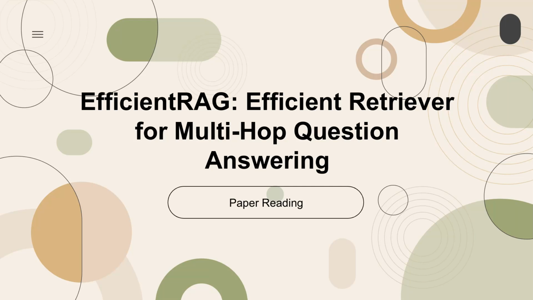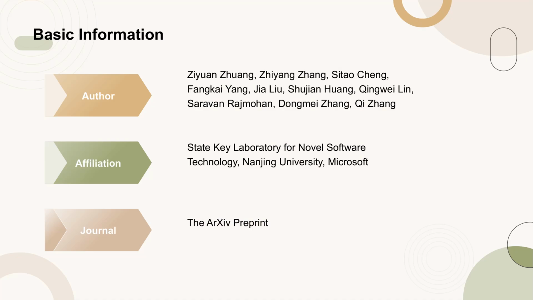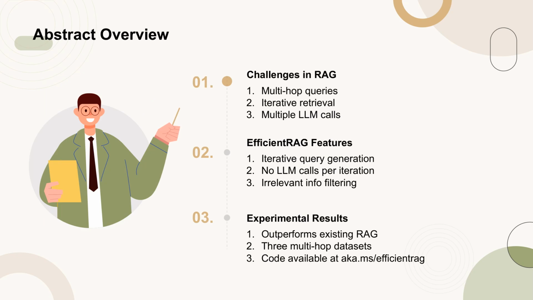Today's paper is titled, EfficientRAG, Efficient Retriever for Multi-Hop Question Answering. This paper was published on the arXiv preprint by Ziyuan Zhuang and colleagues from Nanjing University and Microsoft. The paper addresses the challenges faced by retrieval-augmented generation, RAG, methods, particularly in handling complex multi-hop queries.